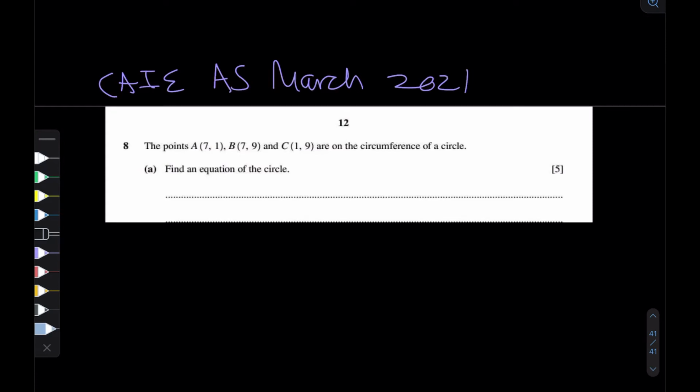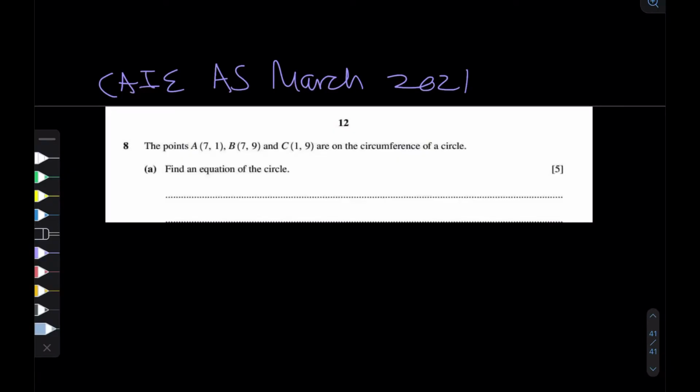So this is a video suggested by a subscriber. This question is from the Cambridge board of AS level. It's from the March 2021 variant, and it basically says that you've been given 3 points that are on the circumference of a circle, and you need to find the equation of the circle.